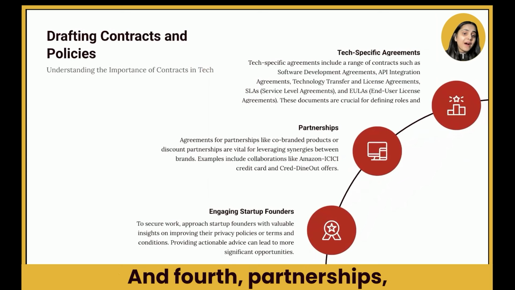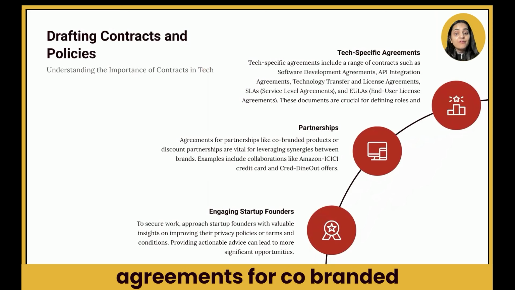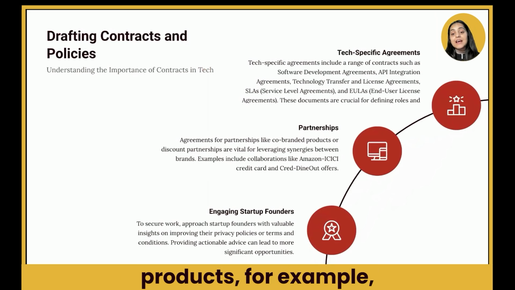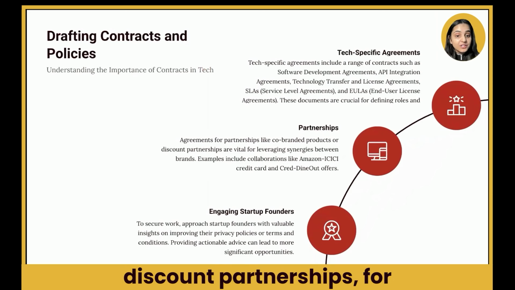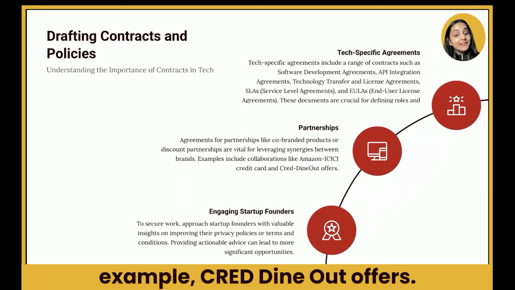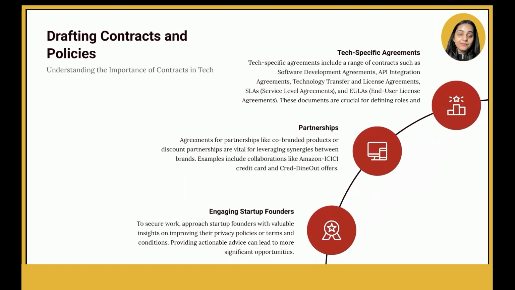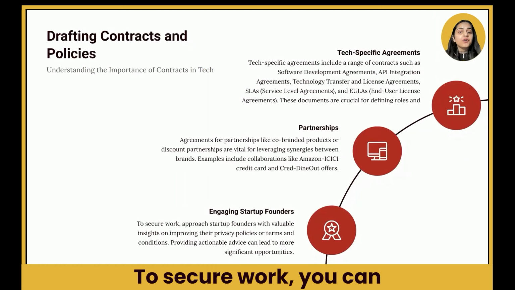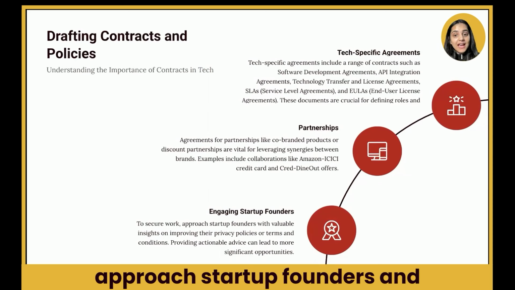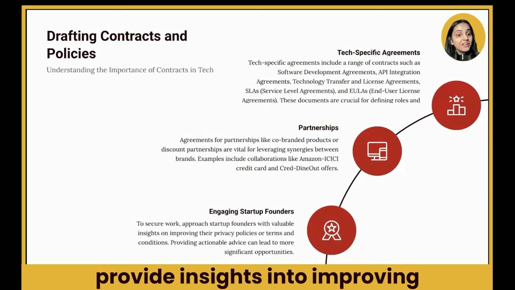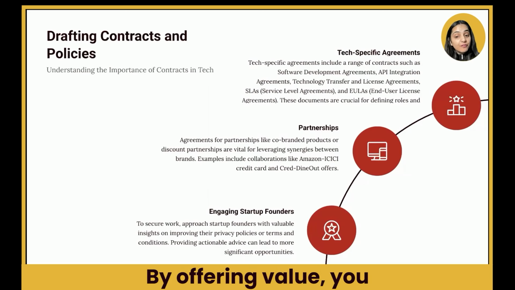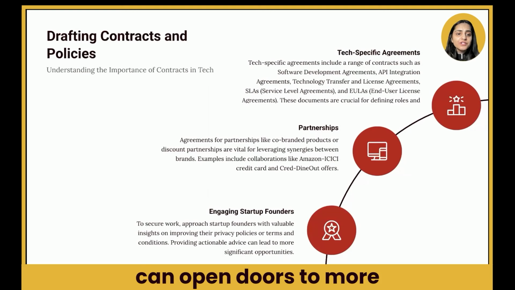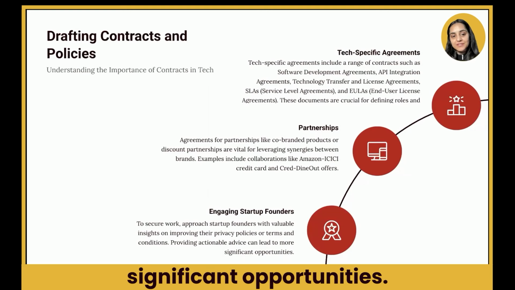And fourth, partnerships, agreements for co-branded products, for example, Amazon ICICI credit card, or discount partnerships, for example, Cred Dine Out offers. To secure work, you can approach startup founders and provide insights into improving their privacy policies or terms and conditions. By offering value, you can open doors to more significant opportunities.